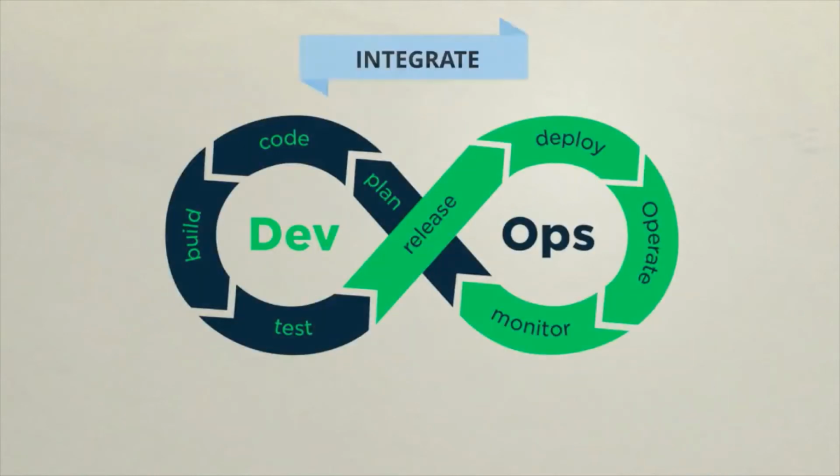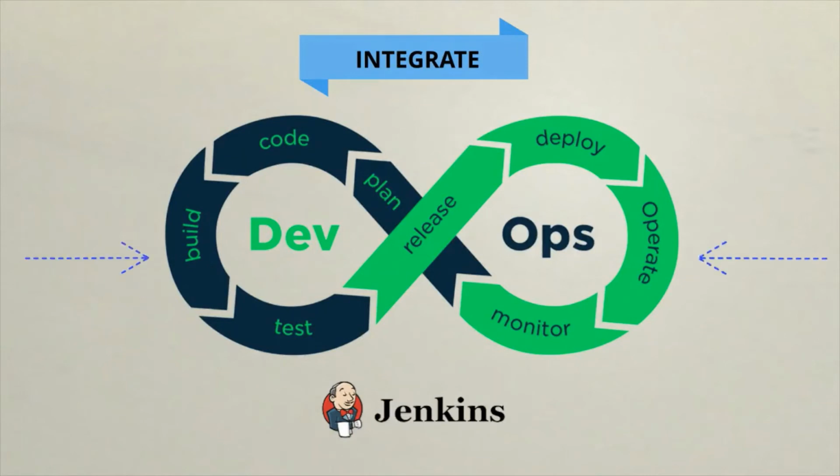That is the integration phase. Jenkins is the tool that delivers code to be built and tested. The code is sent for deployment if it passes the test. And this is referred to as continuous integration.